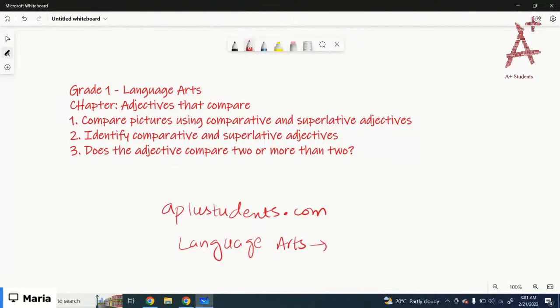Scroll to grade 1. Then, click on View All Lessons. There you can find a list of the chapters. We're going to start with the chapter adjectives that compare.